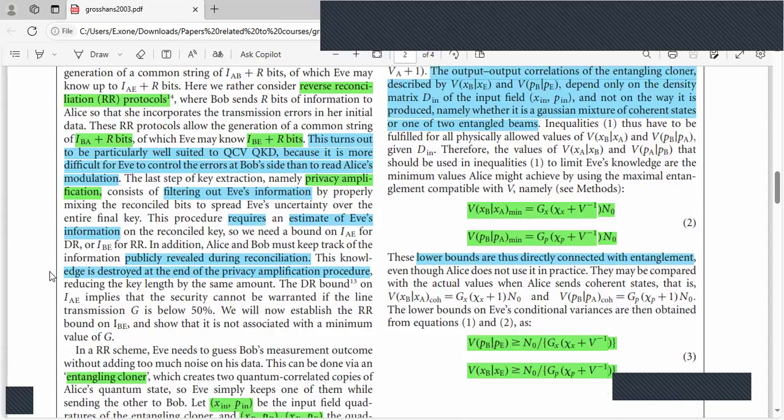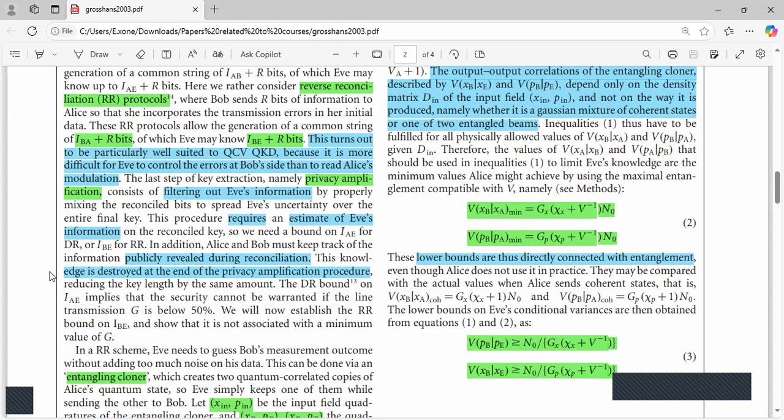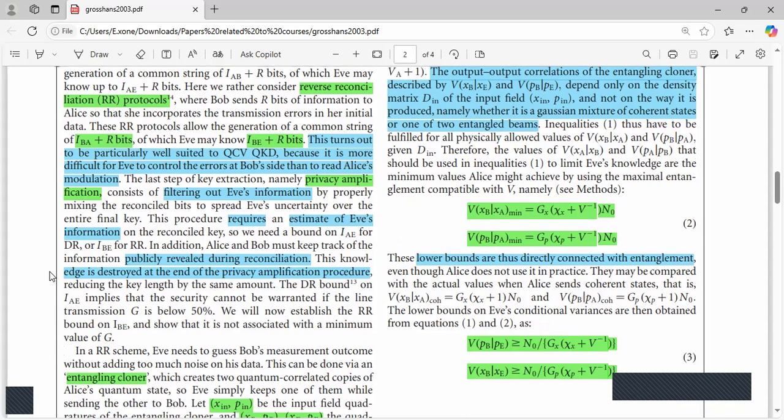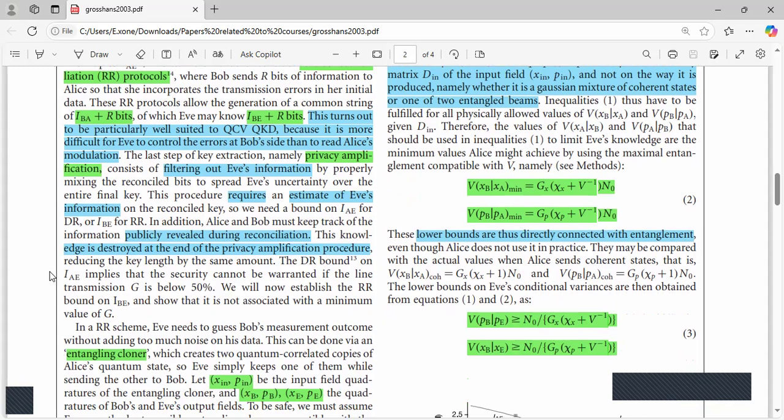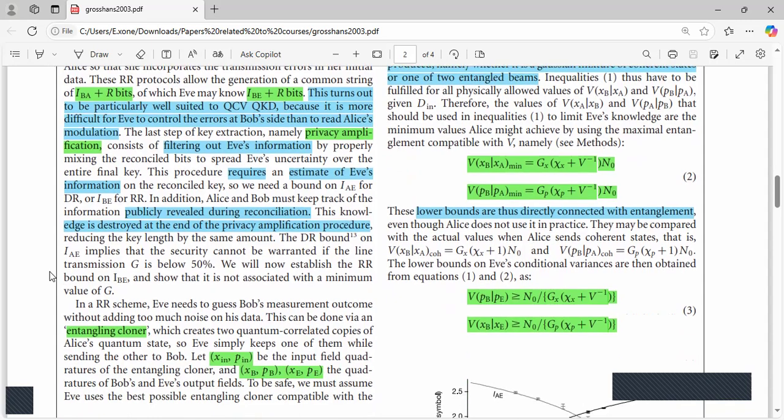Then they talked about privacy amplification, which is used to filter out the whole information that Eve has stolen in the whole process. And in order to do security analysis, we have to estimate the information that Eve has stolen during the whole process of transmission of the quantum states.